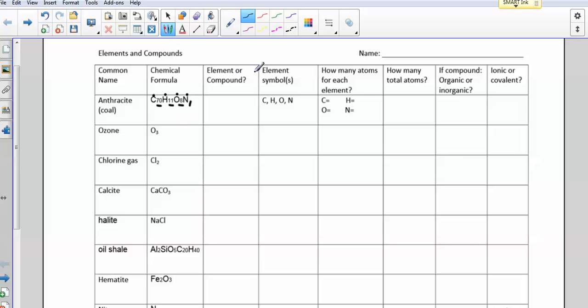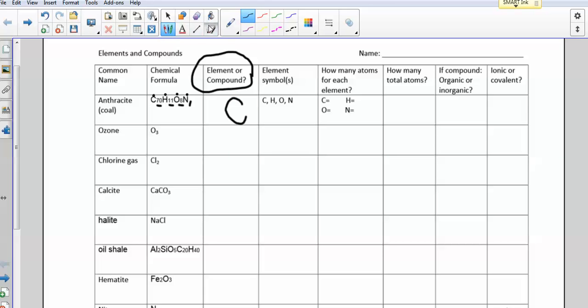Okay, so the first box you guys have to fill out is, is it an element or a compound? Well, remember the definition of a compound from the other side of the page is that it's any substance that has 2 or more elements. Well, we got 1, 2, 3, 4, so that means it's a compound.